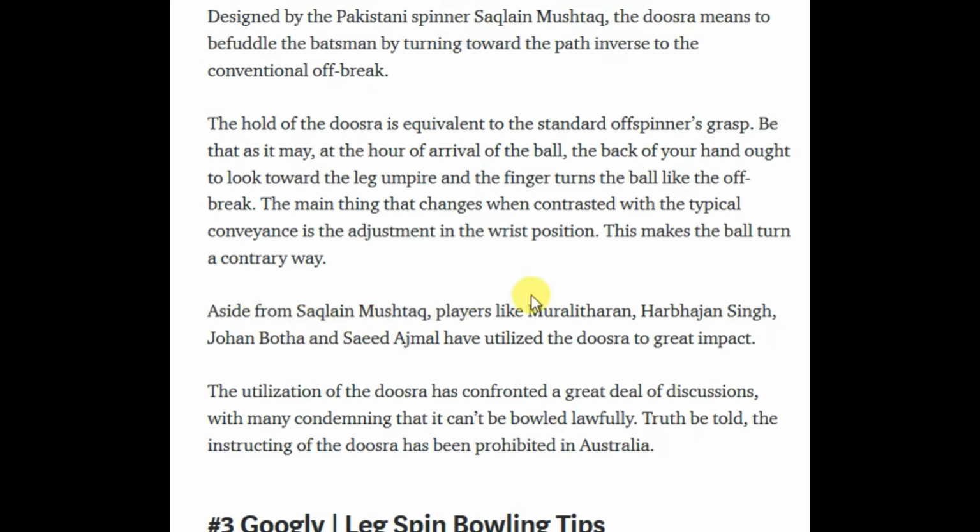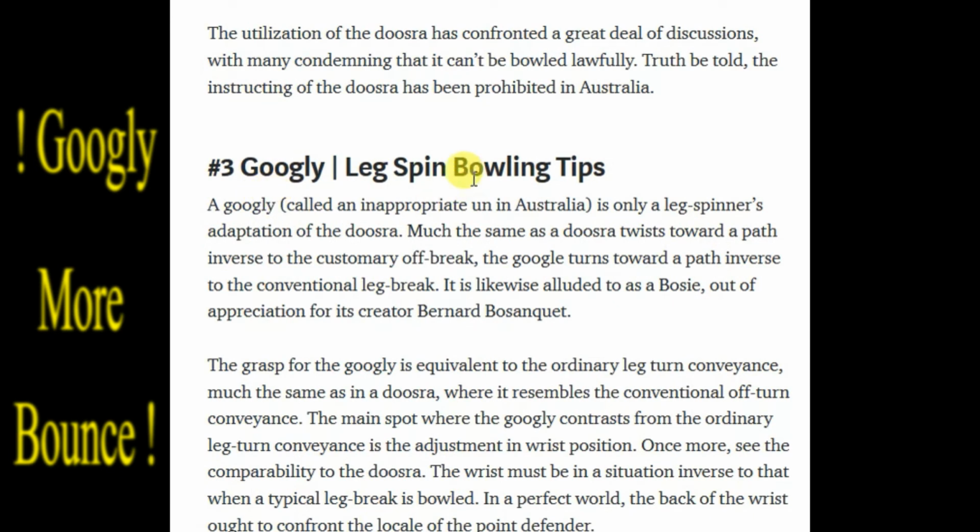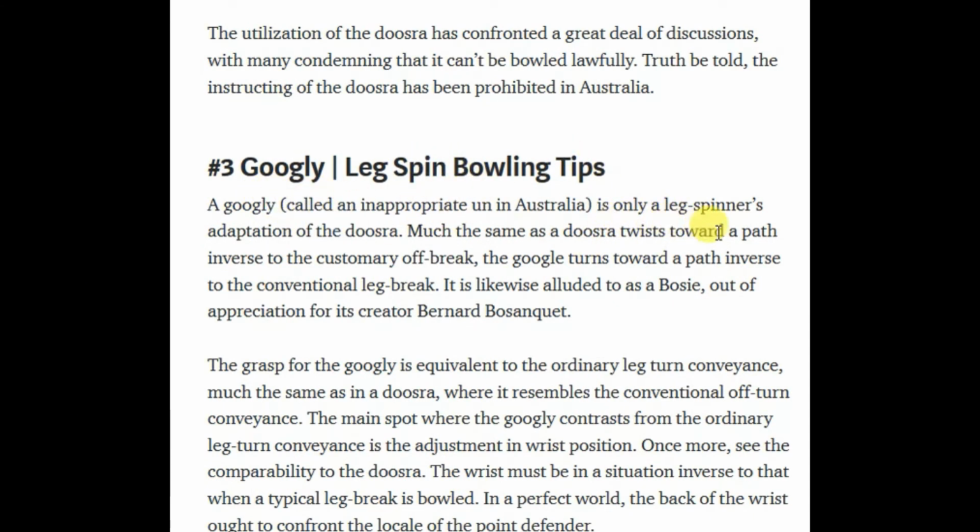Besides Saqlain Mushtaq, players like Muralitharan, Harbhajan Singh, Johan Botha, and Saeed Ajmal have used this type of doosra bowling with great impact. Now there is the googly, a leg spinner's adaptation of the doosra. Much the same as the doosra, it twists in a path opposite to the customary off break.